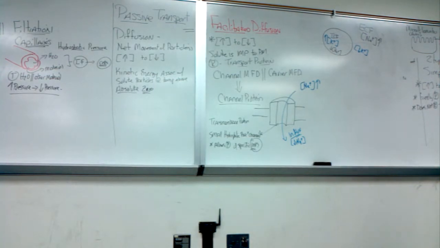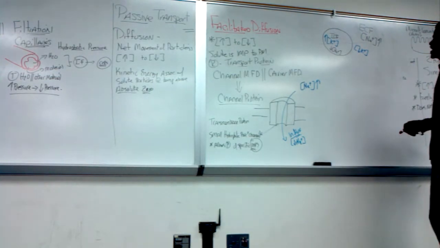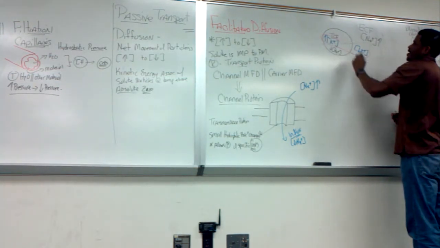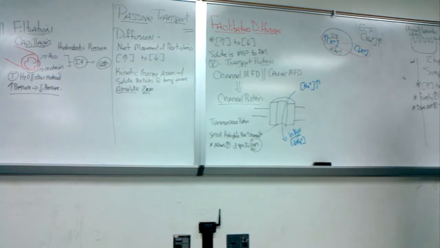We take a look at potassium. Michael, which way will potassium go? Look at the concentration gradient. Based on the concentration gradient, which way is potassium going to go in channel-mediated facilitated diffusion, which is a type of passive transport? Just look at the concentration gradient. It's right here. So which way is it going to go?